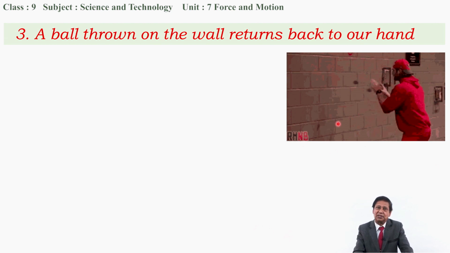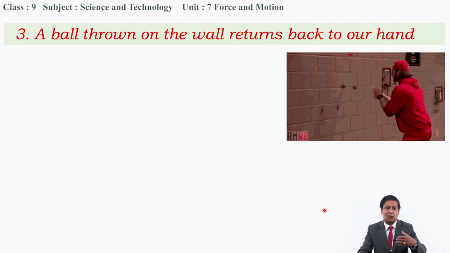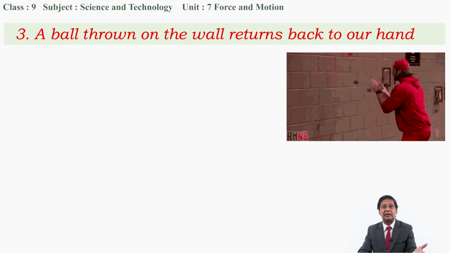Can you relate this with Newton's third law of motion? Certainly. When a ball is thrown on the wall, the force applied by the ball on the wall is action, and according to the third law of motion, to every action there is equal and opposite reaction. That's why the wall applies an equal amount of force on the ball. Because of this reaction force, the ball comes back to his hand.